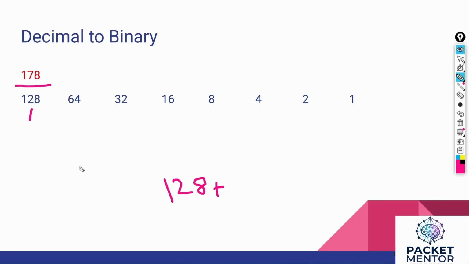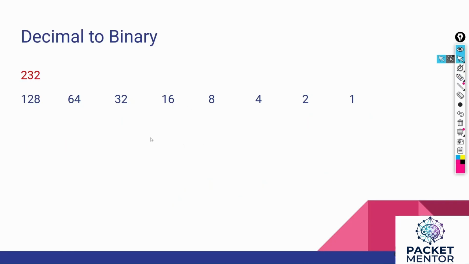Then we have to add some number. If we add 64 here, it will become 192, so we cannot have this number. In case of 32, yes, we can have 32 as well. It will become 160. Now we can also add 16 here. It becomes 176. And then we need 2. It will become 178. The rest of the bits will be 0. So this is the way you can convert a decimal number into a binary number.